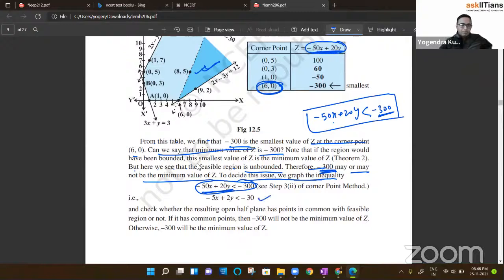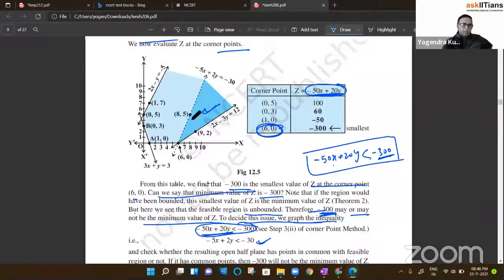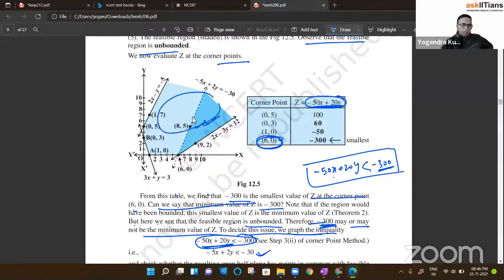Now, if we simplify, we get this and we graph it. This is a dotted line. Actually, this full region was the feasible region, and this is our dotted inequality. We are just checking this value. Can this objective function be less than minus 300 in this unbounded graph or not? We are just going to see that. Is everyone getting that?